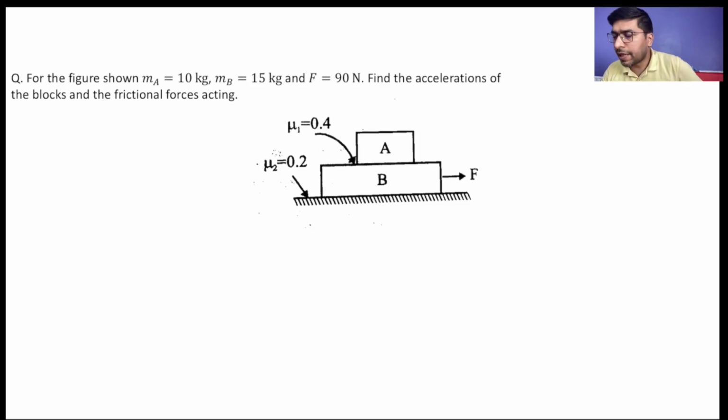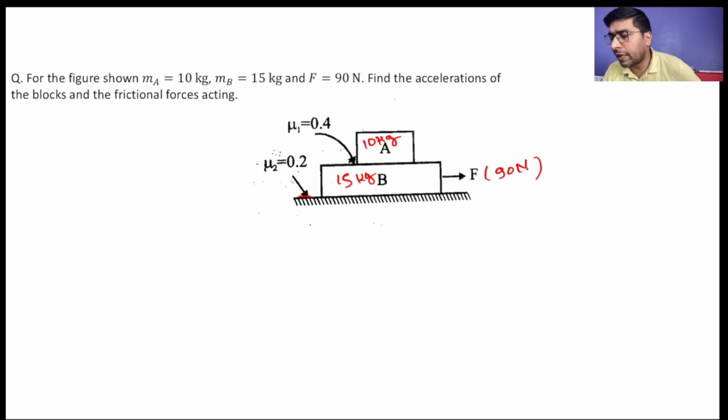Okay, given that the friction coefficient at the bottom of B is 0.2 and the mass of B is 15 kg. The friction coefficient at the bottom of A is 0.4 and its mass is 10 kg, right? And this force is 90 Newton. So in the beginning, we will assume that blocks A and B will move together, right?